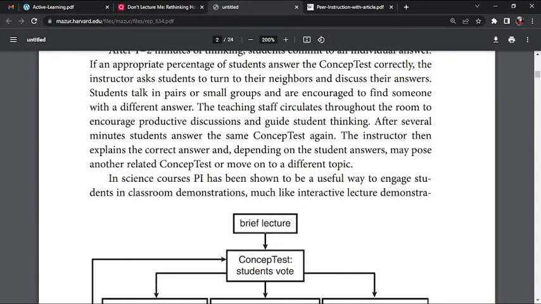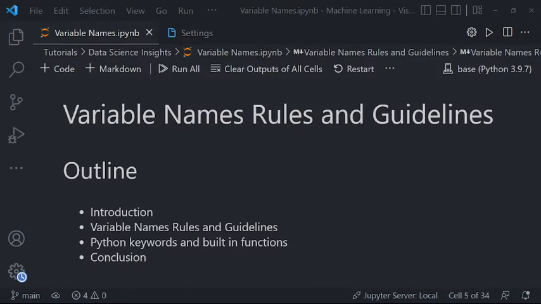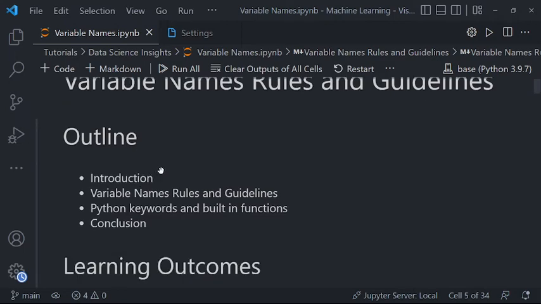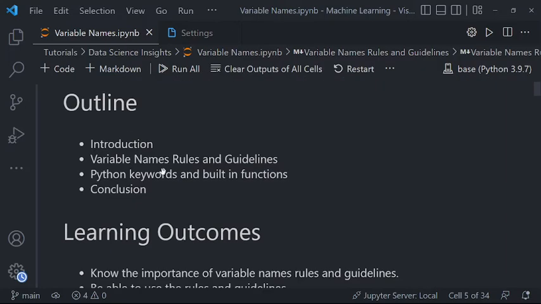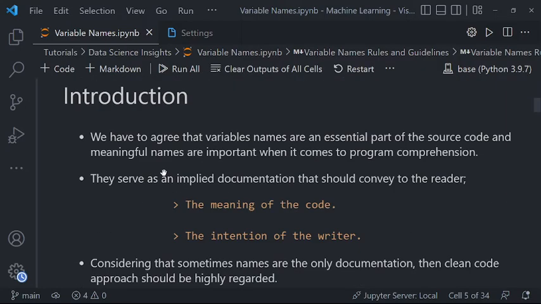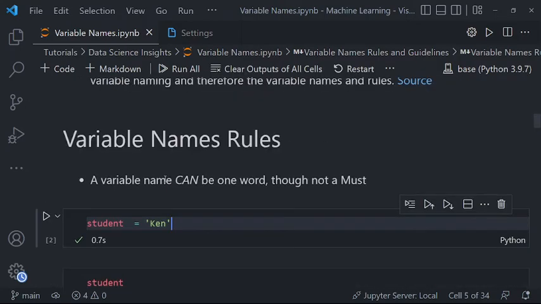So peer instruction will mean that if you are in a class setup, and for example, if you are going through the tutorial on variable names and guidelines, the tutorial that we did last time, you will find the link up there at the right hand corner on top. When you are going through this, you have to code along. When we write the variable name student and give it a value Ken, you also have to do it.